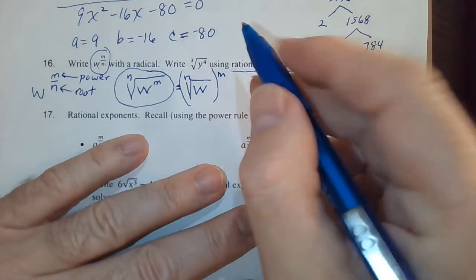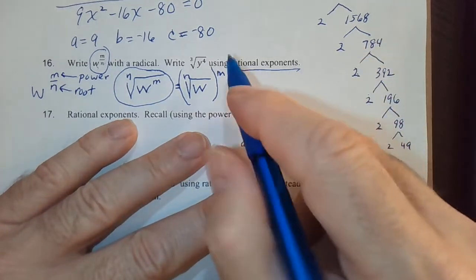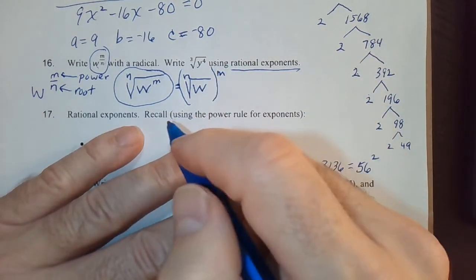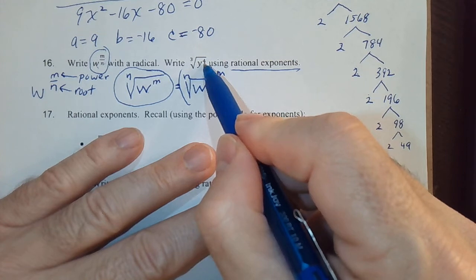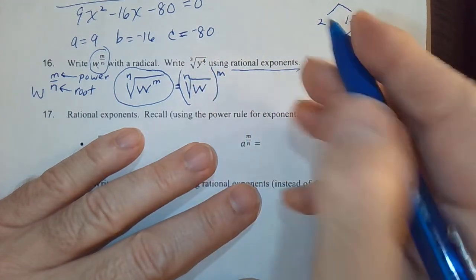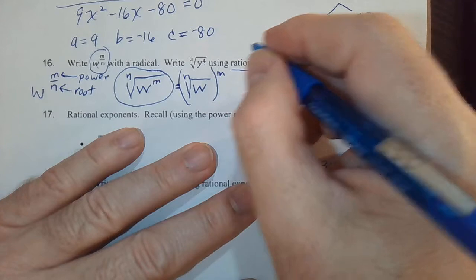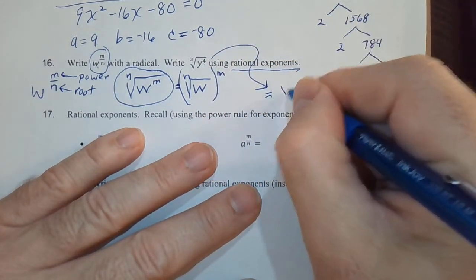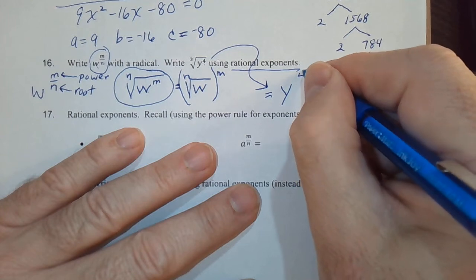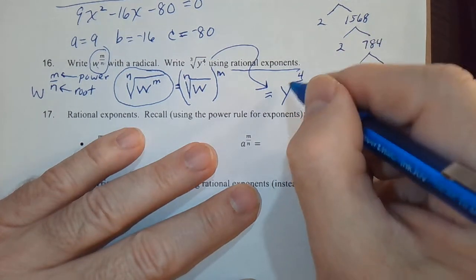So the second one is just a real simple one. What is the power and what is the root? 4 is the power, the exponent. 3 is the root. So that's simply going to be equal to y raised to the 4 over 3 power.